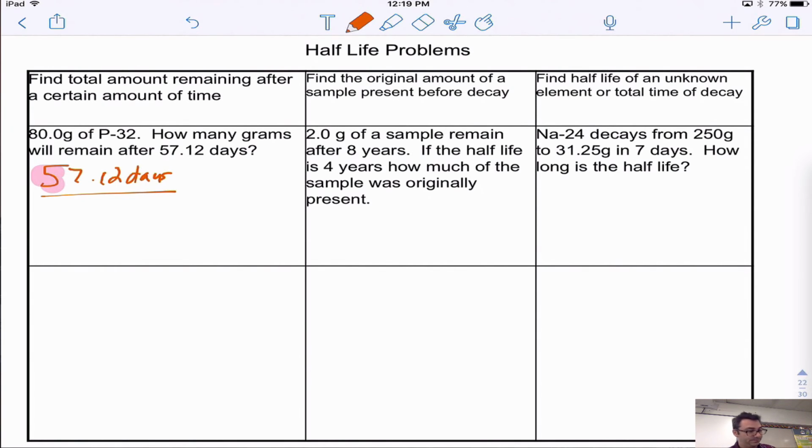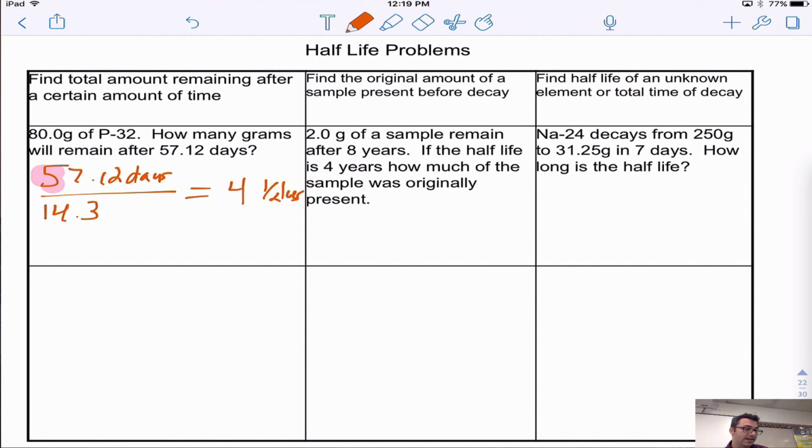14.3 days it is. So if I divide this by 14.3, I will actually get the number of half-lives. So let's go ahead and do that. 57.12 divided by 14.3. And when I do that, I get 3.99. So I'll round it to 4 half-lives.